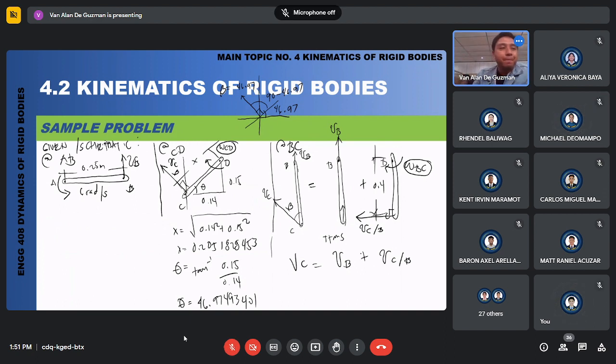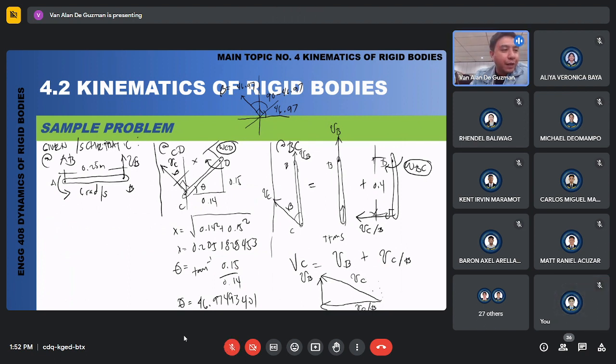Okay. Ngayon, this one right here, i-represent naman natin siya in form of a triangle, kagaya ng ginawa natin kanina. Ano ang direction ng VB? Pataas, right? V sub B. How about the direction ng VC relative to B? Pakaliwa. VC relative to B. Then lastly, how about yung ating resultant value? The VC natin. It is in this manner. Okay tayo sa part na yun?